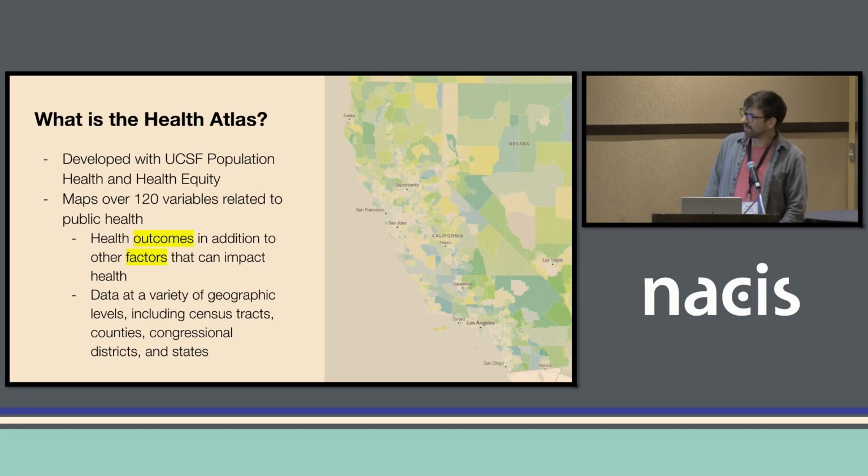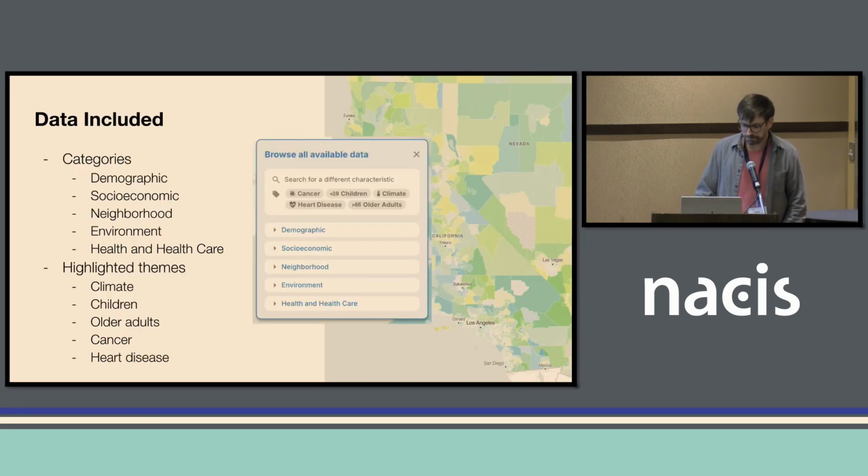What is the Health Atlas? So we worked with the UCSF group, Population Health and Health Equity, and it maps mountains of data around public health, around 120 variables. It includes health outcomes in addition to other factors that can impact health. So they take a more holistic view of public health than you might be used to, perhaps. And the data is available at both small and large scale within the US.